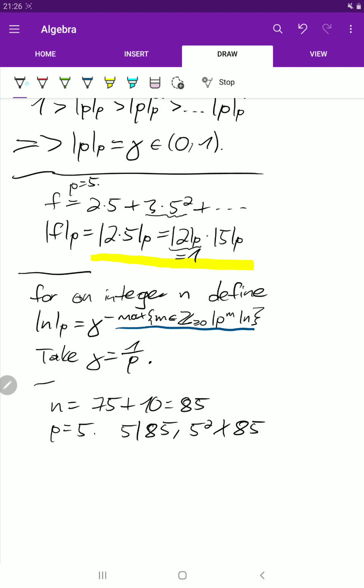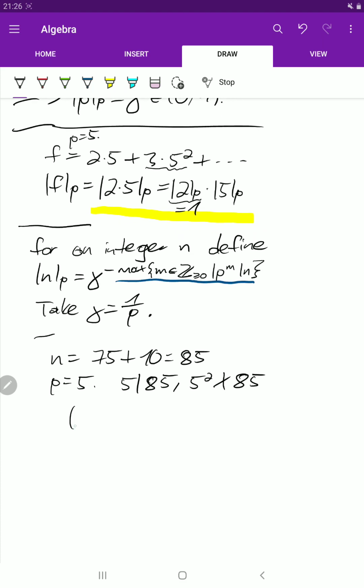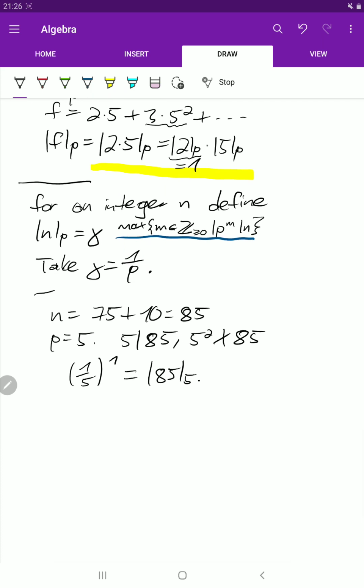So this number here is 5, and so we get 1 over 5 to the, sorry, I think I messed up. I put a negative sign here because I thought we take it differently. Okay, so 1 over 5 to the 1. And that's the 5 norm of 85. Okay, good. So we have this.